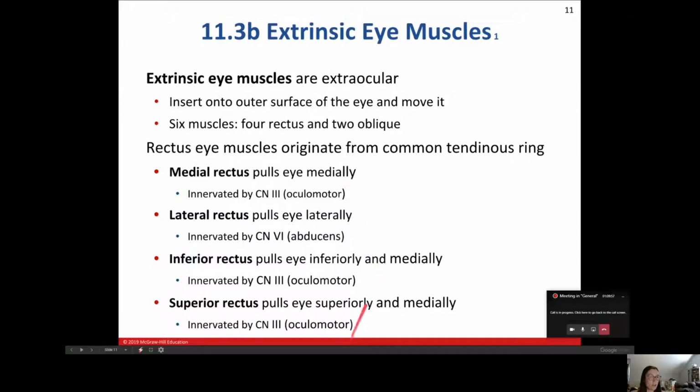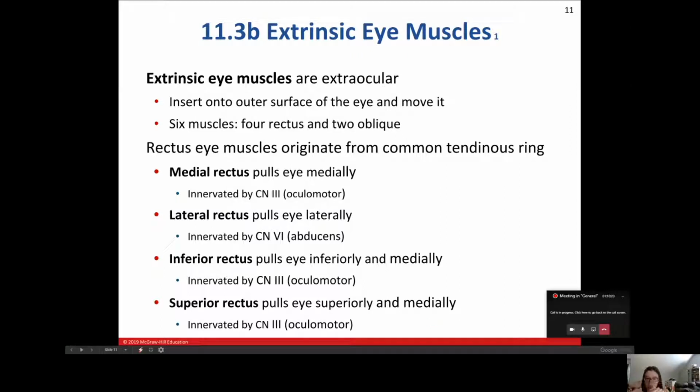So all of these rectus muscles are innervated by cranial nerve 3, the oculomotor, except the lateral rectus, which is innervated by cranial nerve 6, the abducens. Now notice that the ones that are innervated by the oculomotor nerve all also pull medially. And so all of these pull medially because when you are looking at things close, part of the accommodation reflex is for your eyes to converge.